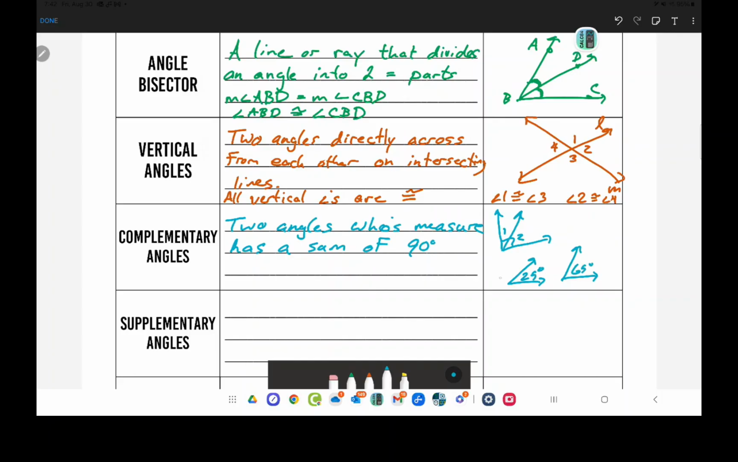Use three symbols. So call that angle A and angle B. Both angles 1 and 2 are complementary, and angle A and B are complementary. As long as they add up to 90, they're considered complementary. Now, the idea here, you're going to be told these angles are complementary, so you will be able to set up the equation setting the sum of those angles to be 90.